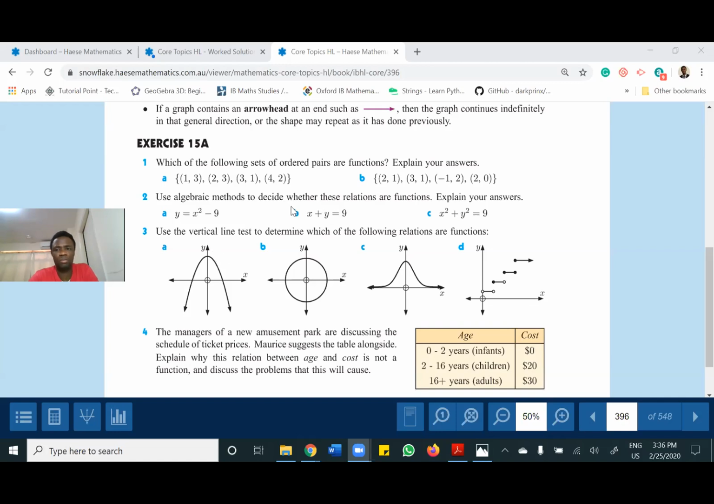So for the other one, 3C, if you use the vertical line test across, you will only meet one y. So yes, it's a function. Has everybody done 3D?